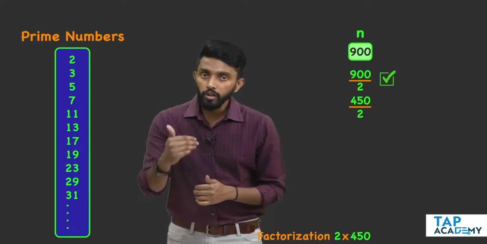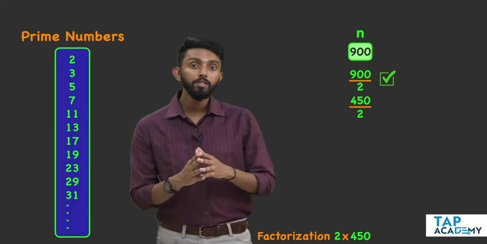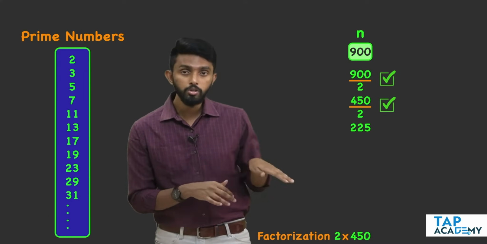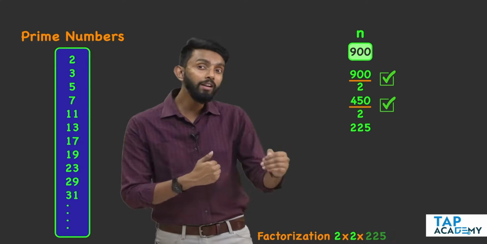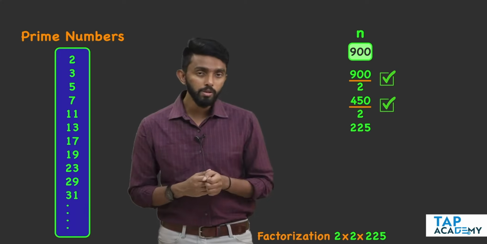If I check if 450 can be further divided by 2, yes, it can be, which means I will get 225. So I am putting that arrow. 225 is the result, which means I can write 2 into 225. I hope you're able to think. See, slowly factorization is happening.